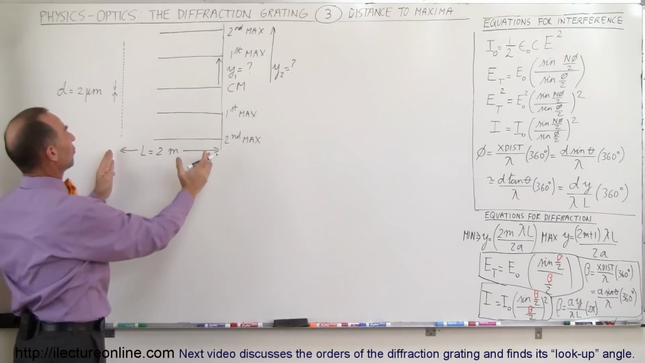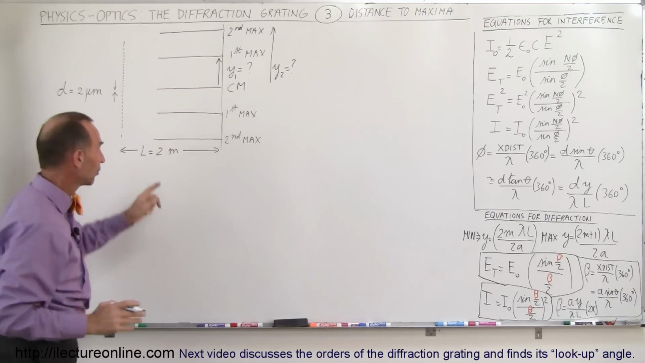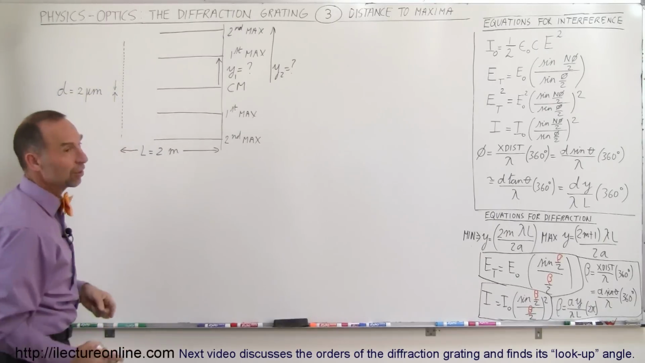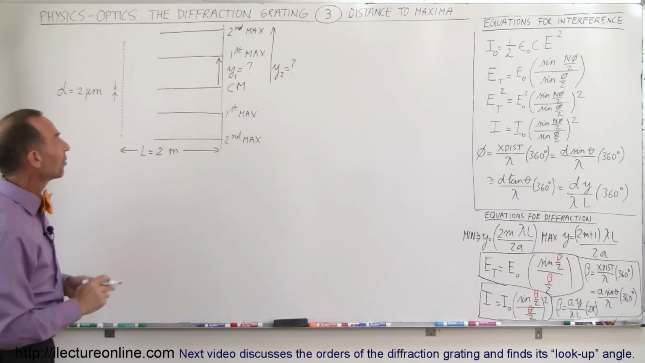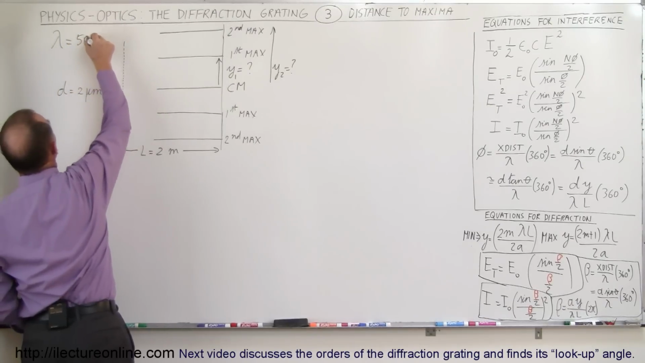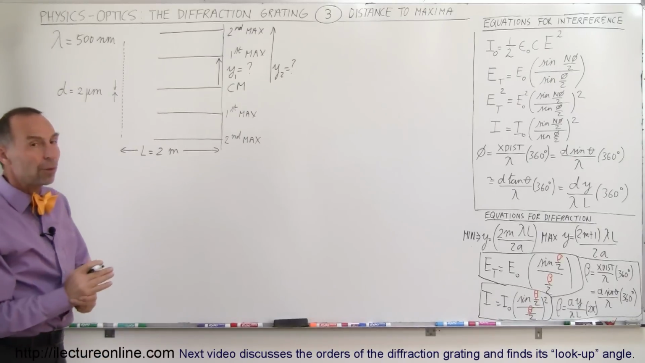Assuming that the distance from the diffraction grating to the screen is 2 meters, L, we still call that L, and the distance between any two adjacent slits is 2 micrometers, or 2 times 10 to the minus 6 meters. Let's also assume that the wavelength of the light we're using is 500 nanometers, just like we did before. And okay, how do we go about doing that?